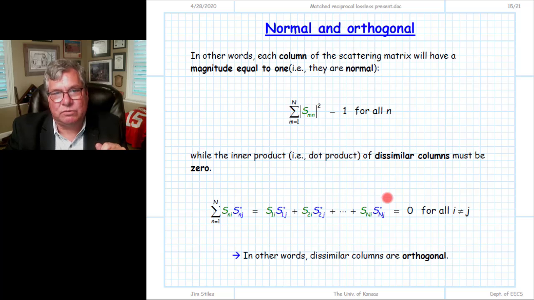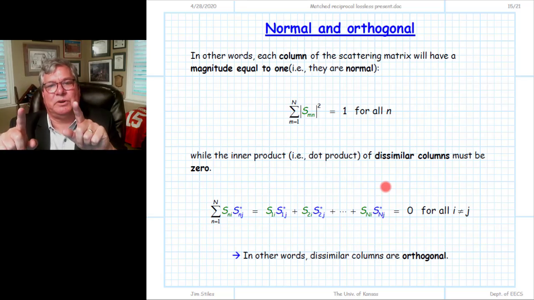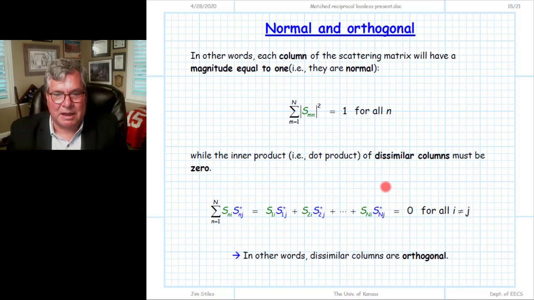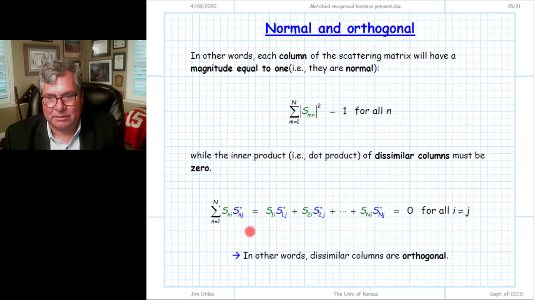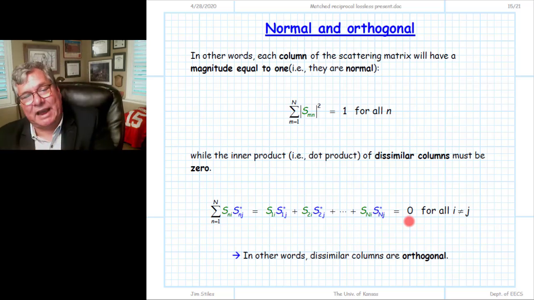Orthogonal means that for two vectors, we take the first element of one, take the complex conjugate of it, and multiply it by the first element of the other. Then we take the complex conjugate of the second element times the second element of the other vector, and the third, and then add them all up. The result is 0. Again, what we're really doing is taking a dot product, an inner product between two vectors.